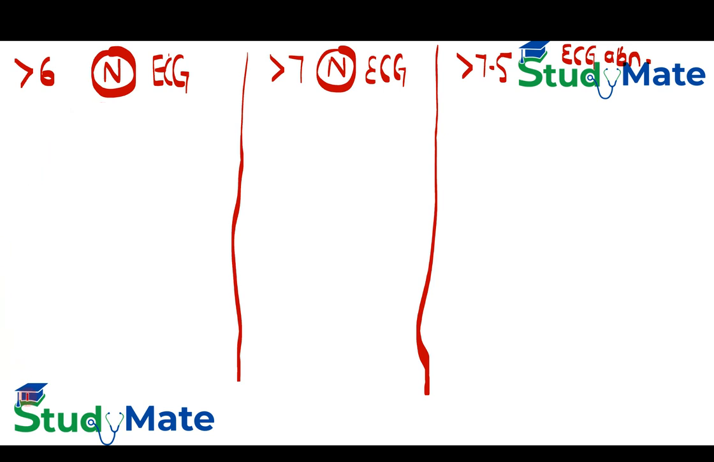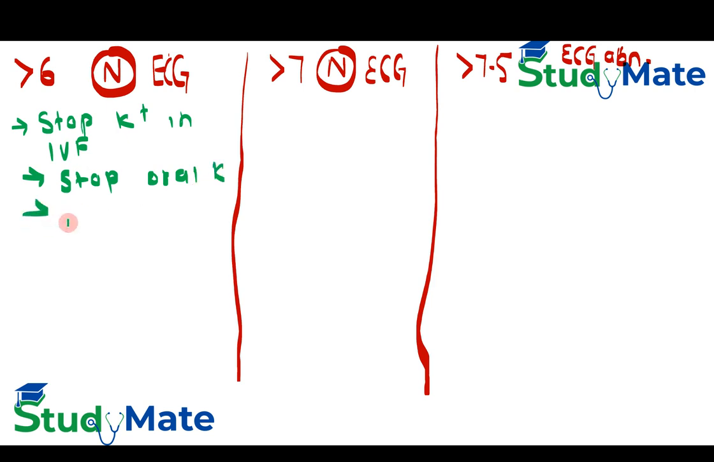then the management that is to be followed is a bit different. Now, if a patient has a hyperkalemia of more than 6 and less than 7 and ECG is normal, then you just need to ensure that you stop potassium in IV fluids, stop oral potassium, stop any drugs that are causing hyperkalemia, like potassium sparing diuretics.